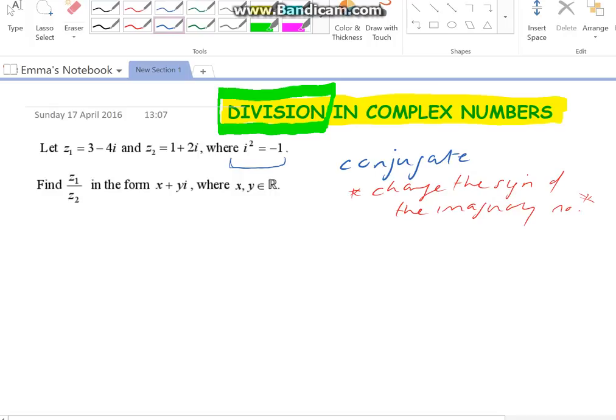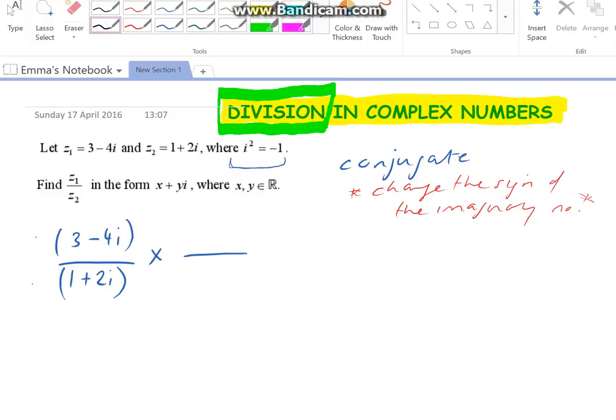So Z1 divided by Z2. First off, just like algebra, we can sub in, and if we sub it in, we put it in brackets. So 3 minus 4i all over 1 plus 2i. Right, that's fine. But in complex numbers, if you divide, you set out your division like we've just done here, but you must multiply top and bottom, so you're going to make a fraction again, by the conjugate of the bottom. So I'm going to write conjugate of bottom, because that's really important. So you multiply top and bottom.